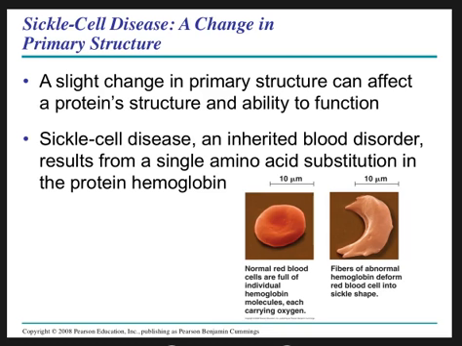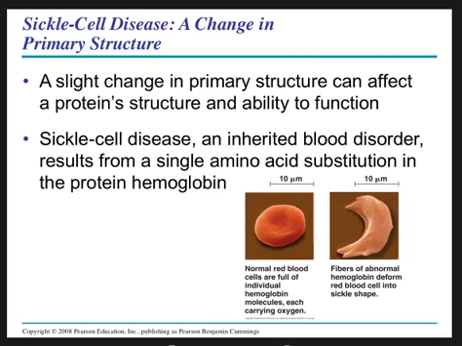Here's an example of a change in a primary structure. We're going to talk a little bit about sickle cell anemia here, or sickle cell disease. And that is a change in the primary structure. It's a very slight change. It's a single amino acid substitution. So what ends up happening is the structure of the protein is altered by simply replacing out one amino acid with a different amino acid.